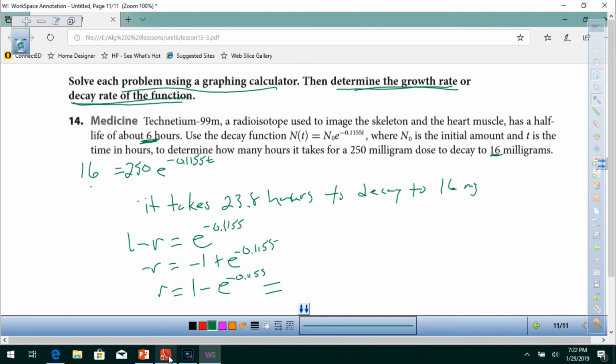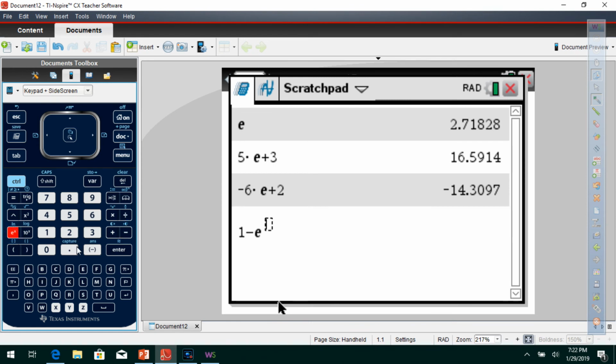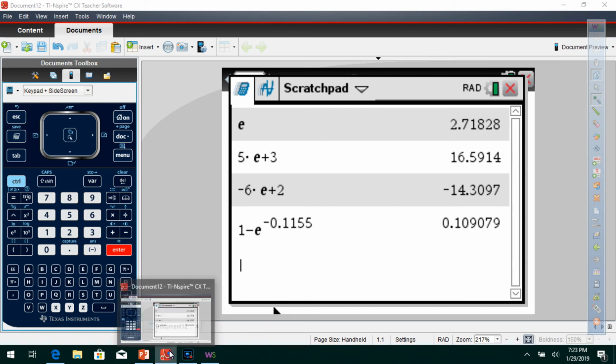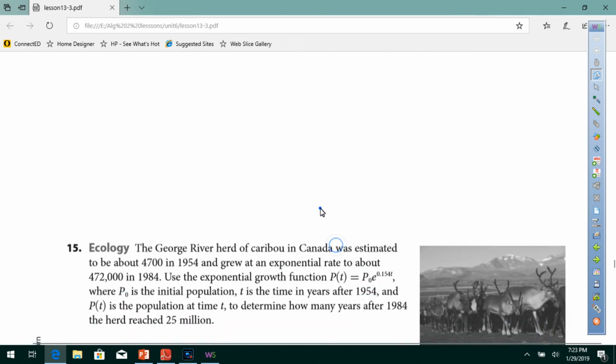What is that? Let's go to our calculator. 1 minus e to the negative 0.1155. And that's going to give me 0.1091, or a 10.91% decay rate. All right, that's the decay rate. Good job. Let's try number 50.